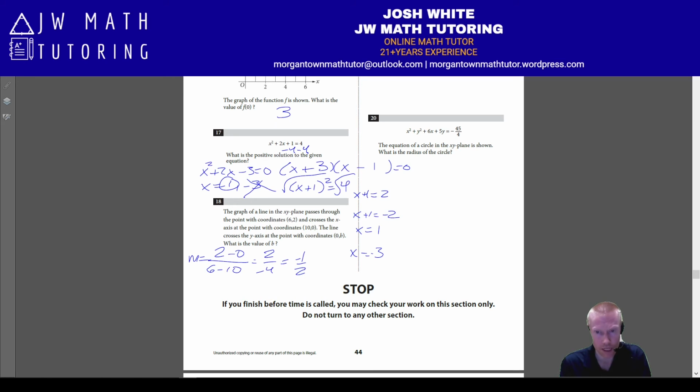Now I'm going to plug that into y equals mx plus b, just to find b. So I'm going to plug that in with the 10, 0 point, although I could use the 6, 2 point, doesn't matter. So I get 0 equals my slope -1/2 times 10 plus b. 0 equals -5 plus b. Of course, add 5 to both sides. b will equal positive 5. So the correct answer to this problem is going to be positive 5.